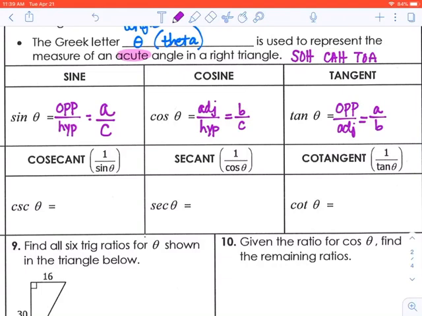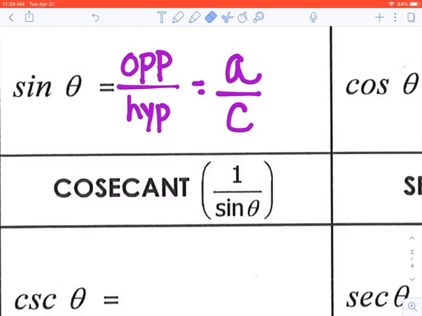I'm going to introduce you to 3 more trig functions that you've never learned before. And that is the cosecant, the secant, and the cotangent. Now, they're really not that bad. You just need to remember that they are reciprocals and what they're reciprocals of. So the cosecant is going to be the reciprocal of the sine function.